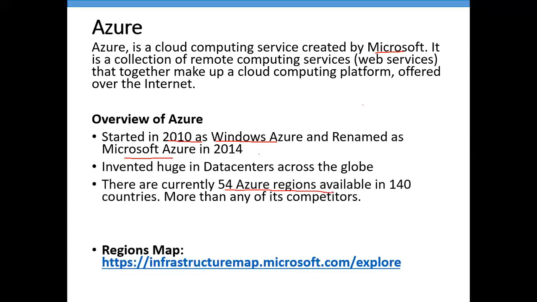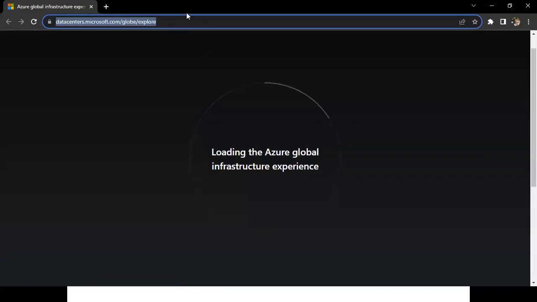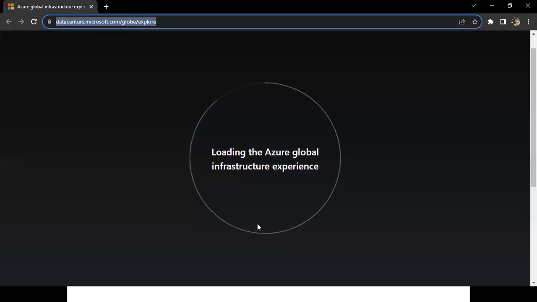They have 54 regions, more than any of its competitors. What are 54 regions? It means in 54 countries, they have 54 data centers in total, all over the world. If you want to see the complete list, here is that particular map also. See here, datacenters.microsoft. Wherever we have data centers, we can see them here. So in total we have 54 right now. Few are coming soon also, but as per the current count, we have 54.